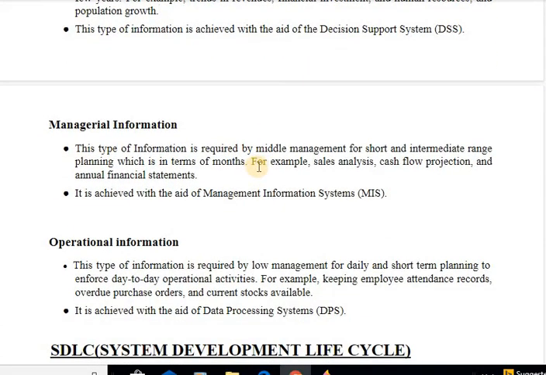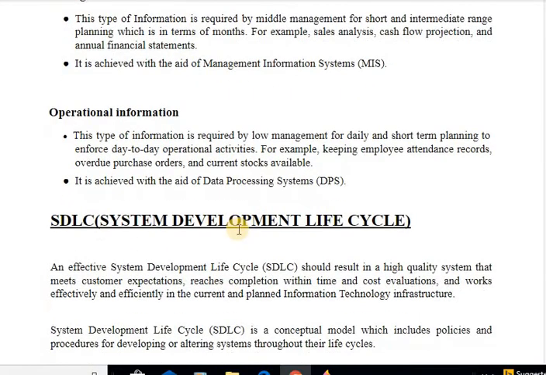And managerial information contains the information which is used or handled by the management at the middle level, and which remains only for short and intermediate range planning, in terms of months. For example, your sales analysis, cash flow projection, and annual financial statements. It is achieved by the MIS, management information systems, basically.